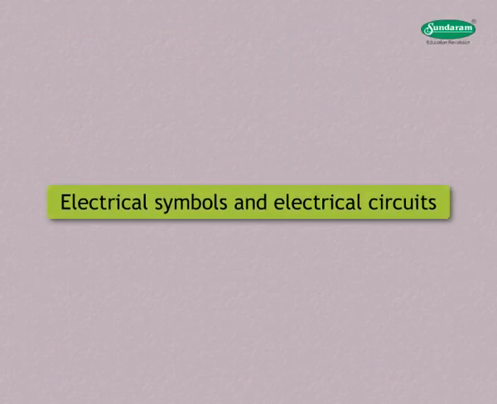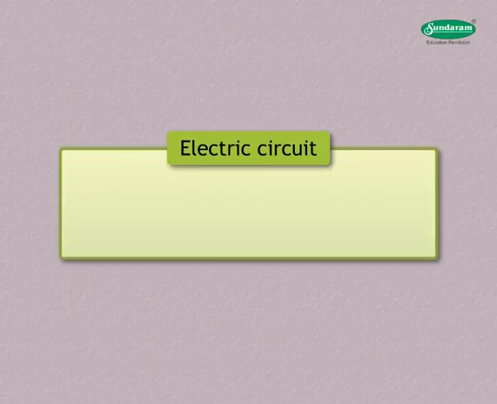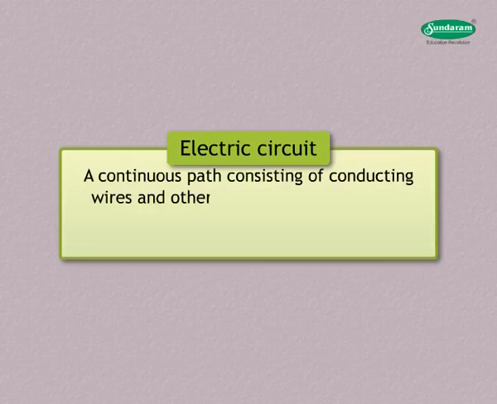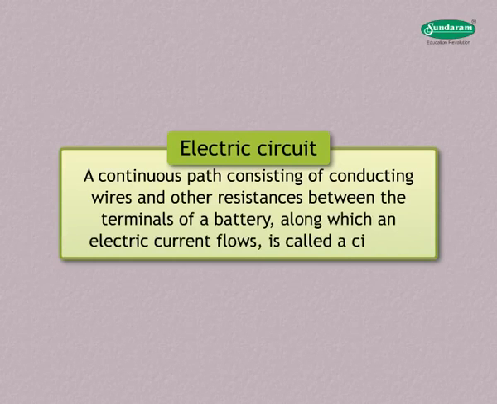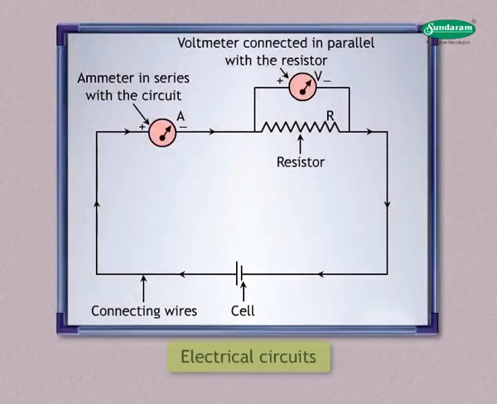Now we will study electrical symbols and electrical circuits. Electric circuit. A continuous path consisting of conducting wires and other resistances between the terminals of a battery, along which an electric current flows is called a circuit. Electrical circuits are represented by drawing circuit diagrams.